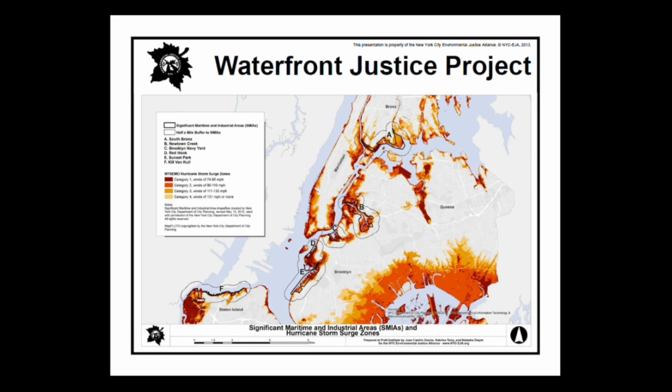These are in descending order. There are only 6 of these SMIAs in New York City. A is the South Bronx. B is Newtown Creek, which is the border of Brooklyn and Queens. In fact, it's a federal Superfund site. It's one of the most polluted water bodies in the United States. C is the Brooklyn Navy Yard. D is Red Hook. E is Sunset Park. And F is the North Shore of Staten Island.